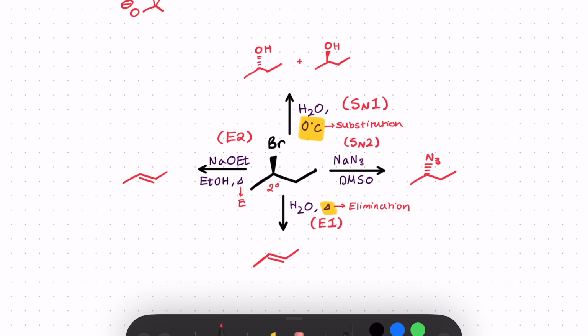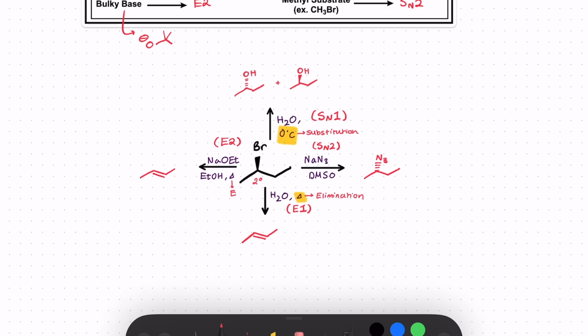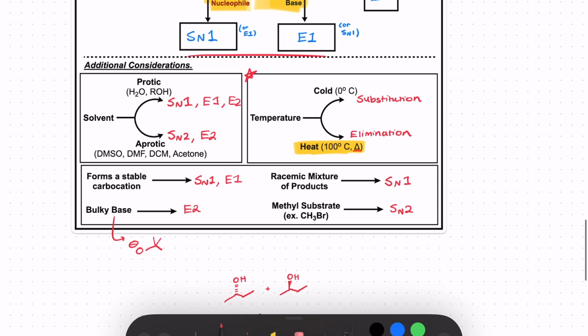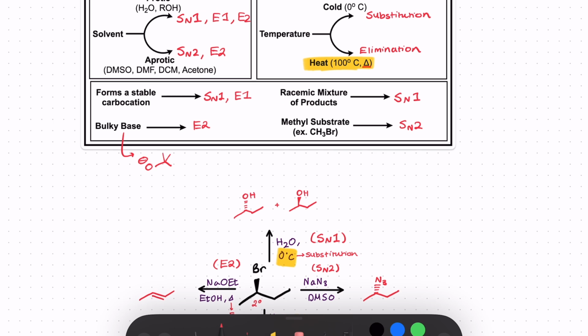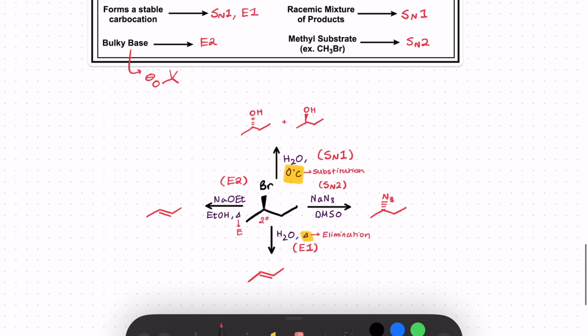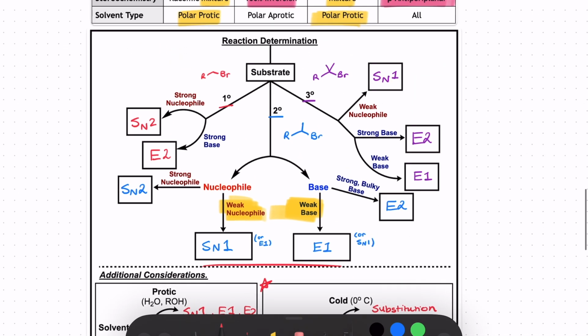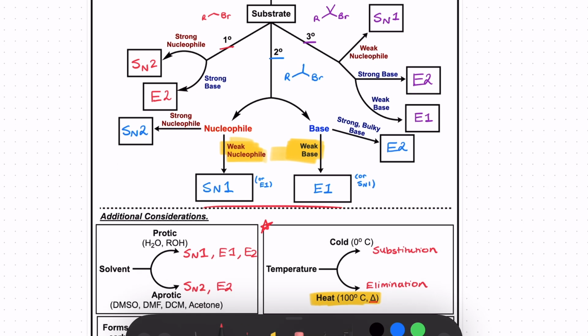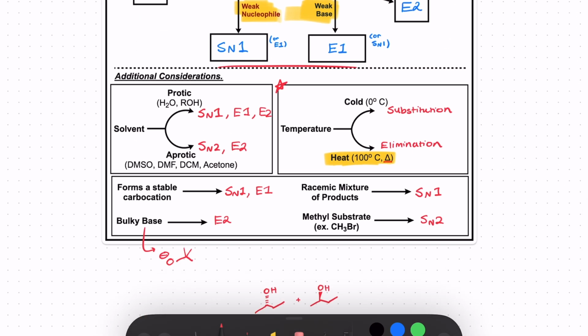So just like that, we're able to use not only our substrate, but also our reagent and these additional considerations for the reaction conditions to really hone in on what reaction is happening. My recommendation on an exam is to just use this flowchart as your framework. Look at your substrate, look at what kind of reagent you're working with. Is it a nucleophile, a base, or both? And then consider some of these. What does your solvent look like? What is your temperature? Is your base bulky, right?